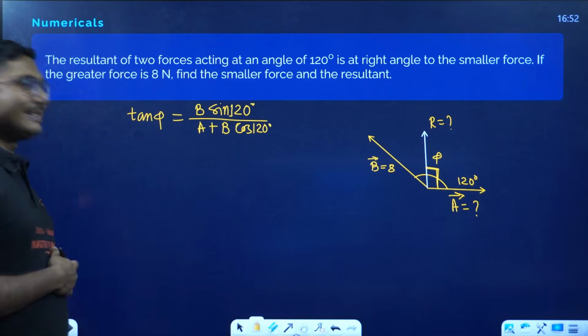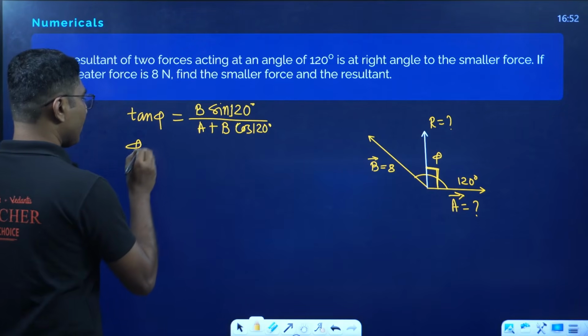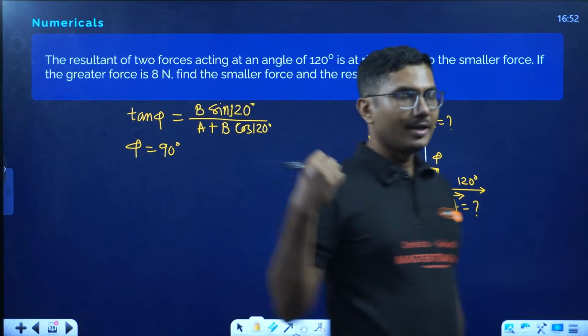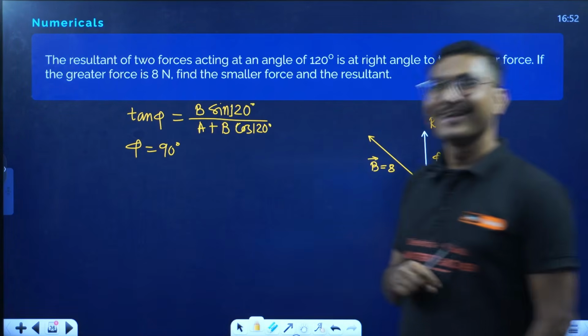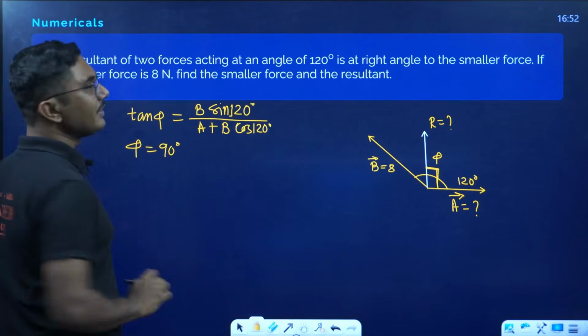Okay, so this is the angle phi. Now here it is mentioned that phi equals 90 degrees. Now what is the value of tan 90? Tan 90 is infinity, right? So tan 90 is infinity means what?